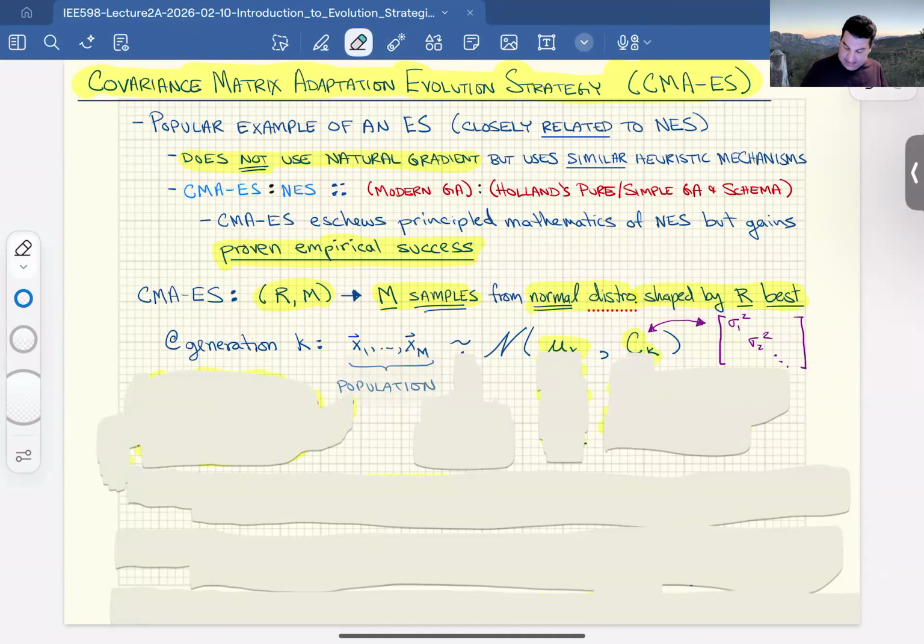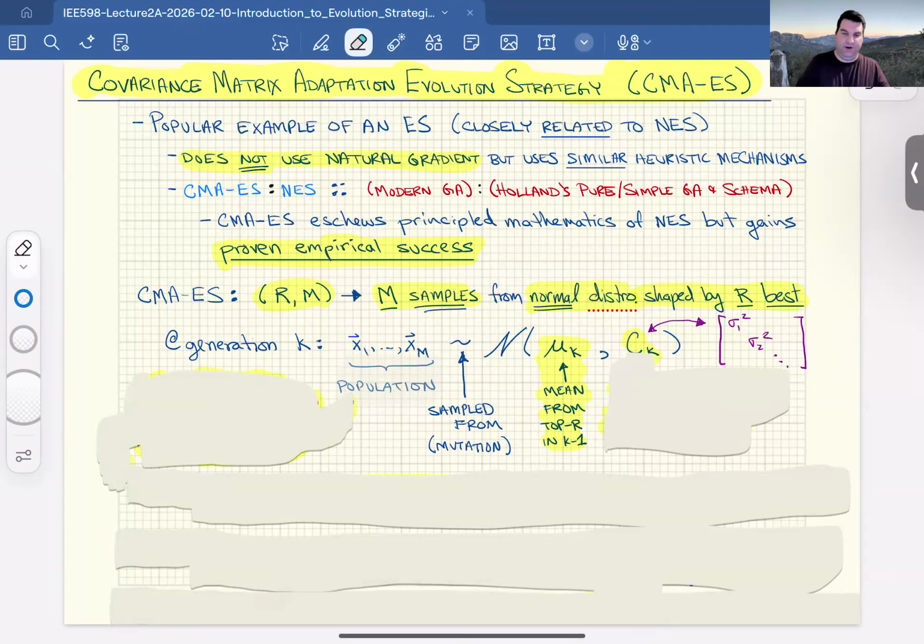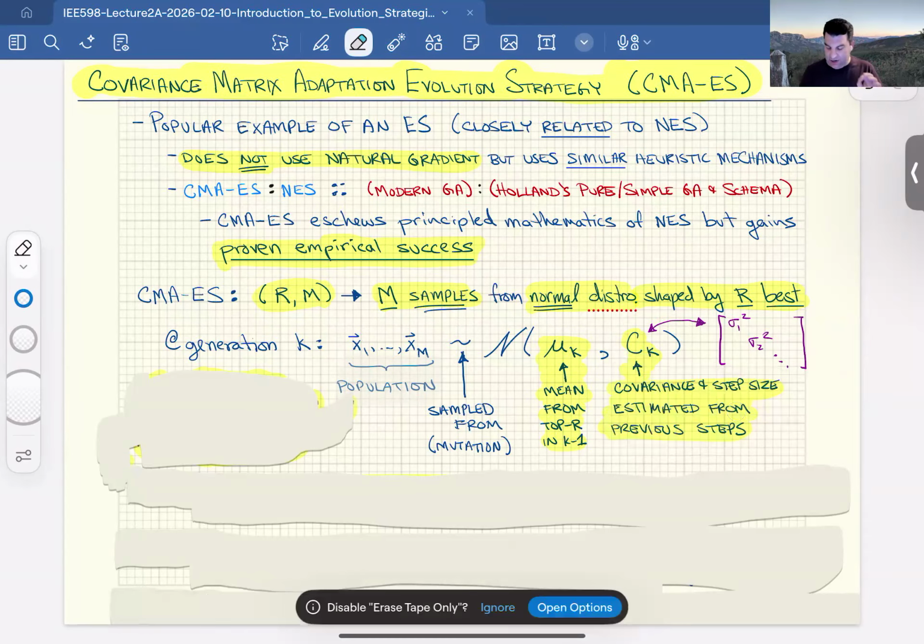So the idea here is that we sample from the normal. The mean is going to be updated from the top R individuals from the previous generation. We'll see how that's done, but for now, we just view it as an average of those top R individuals. And then the covariance and step size is estimated from the previous steps.